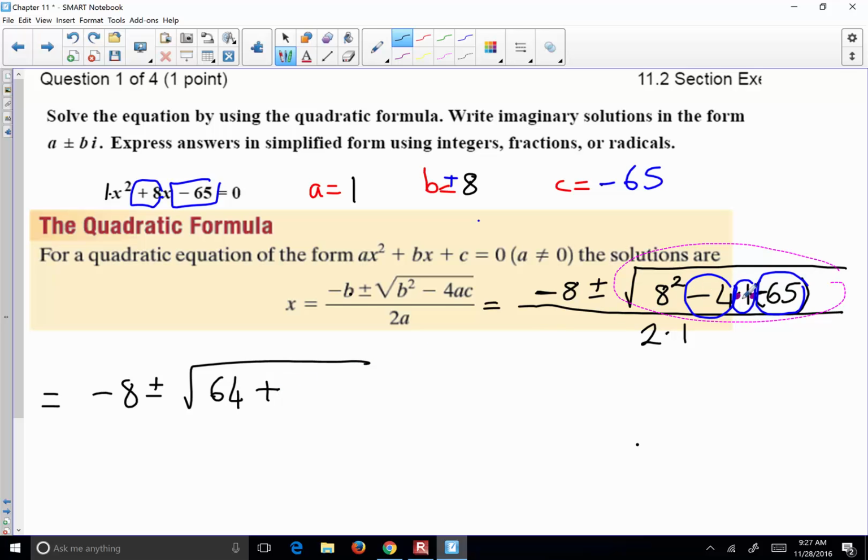Look, negative times positive is negative. But negative times negative is going to make positive. So the result is going to be positive. 4, 1, and 65 is 260. Yeah, you can multiply the bottom. 2 times 1, it's 2. But don't do anything else until you compute the square root or simplify the square root.